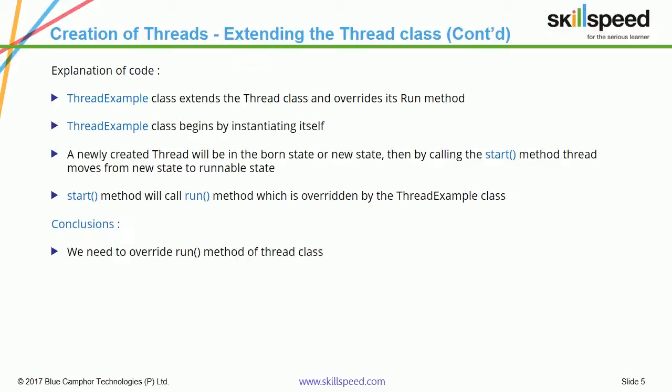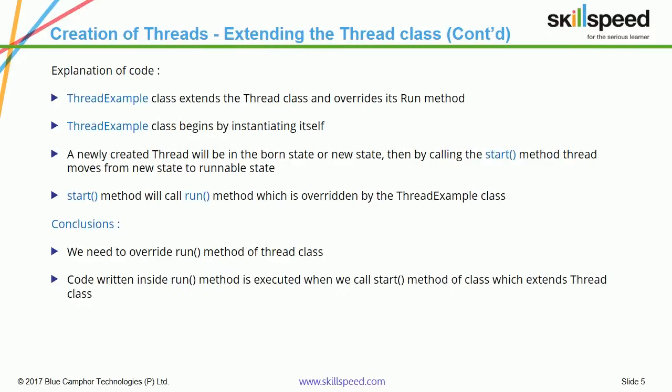So we have a few conclusions here. We need to override the run method of the Thread class every time. Code written inside the run method is executed when the call to the start method of the class which extends the Thread class happens. If the run method returns or throws an exception, then we can say that the thread dies.